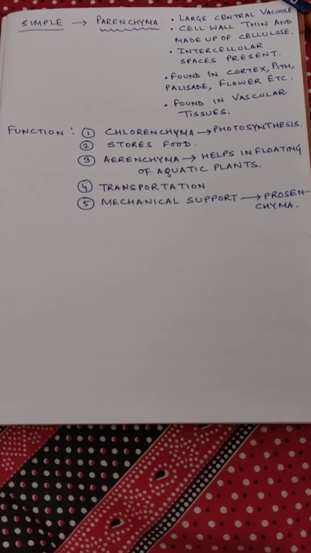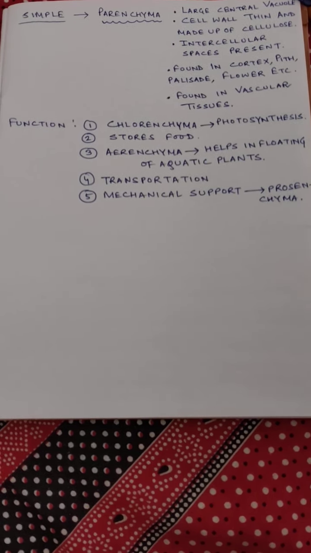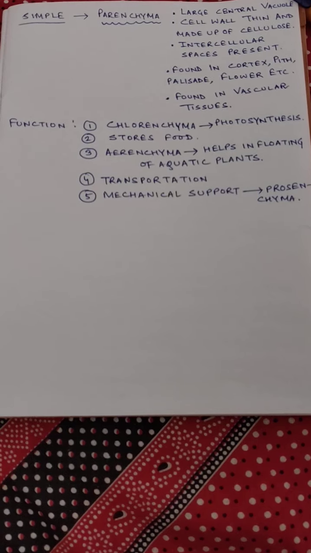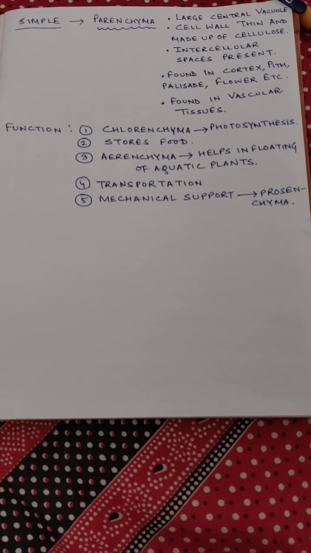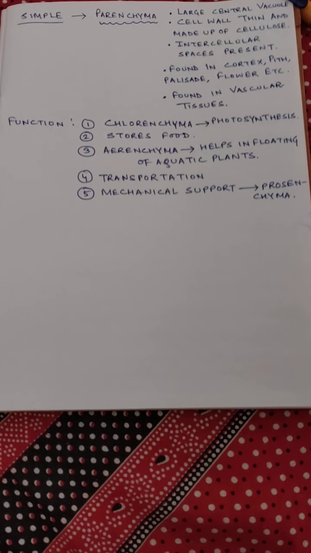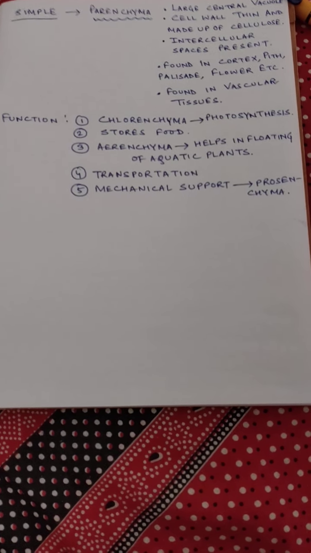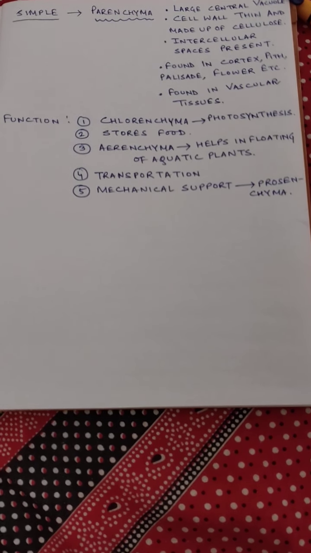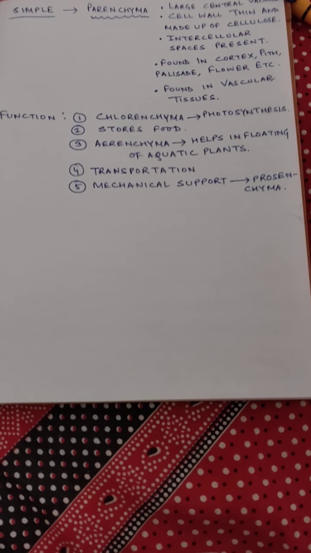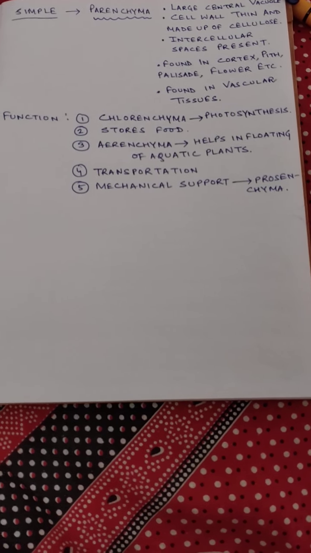Now we will come to the first kind of simple permanent tissue, that is parenchyma. Again, I have jotted down some of the important characteristics of parenchyma tissue. I'll show you the picture of it. It has a large central vacuole. Cell wall is very thin and made up of cellulose. Intercellular space is present. Found almost everywhere in the plant, like in cortex, in pith, in palisade, in flowers, in seeds, etc. And also found in vascular tissues. Just now I have mentioned about it, xylem and phloem.